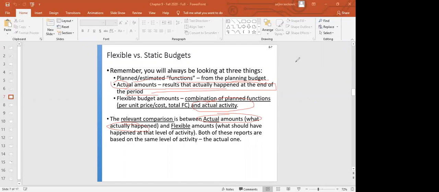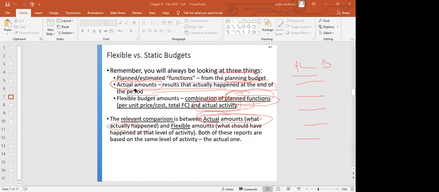So to create the flexible budget, you do a combination of these planned functions and actual activity. Where will you find actual activity? Well, you will find it in actual results, net operating income, let's say, at the end of the period. Where will you find planned functions? You will find them in the planning budget. You will combine the two to create the flexible budget. Now that you have flexible budget amounts, you compare those amounts to actual, what actually happened, actual amounts.